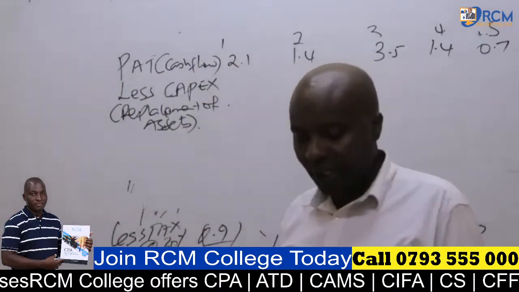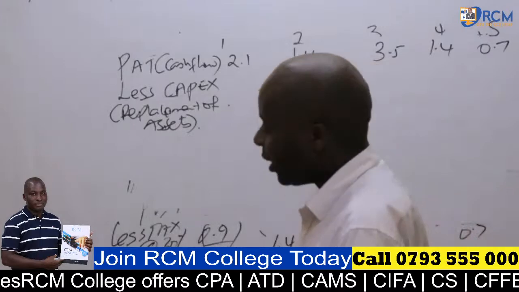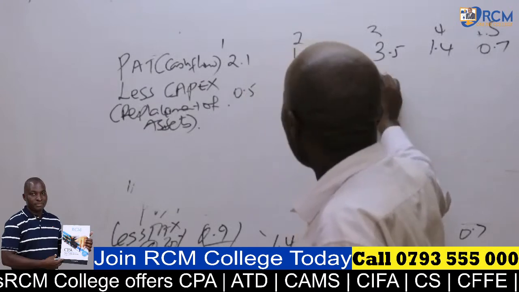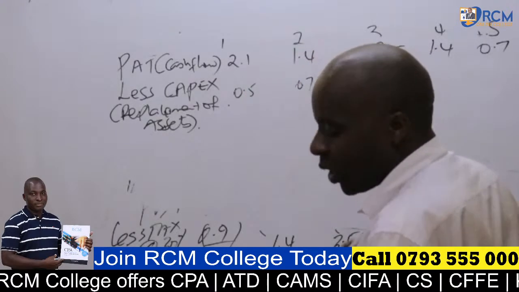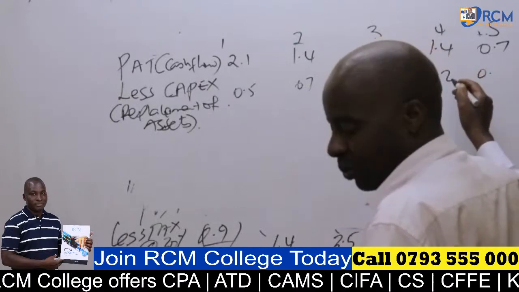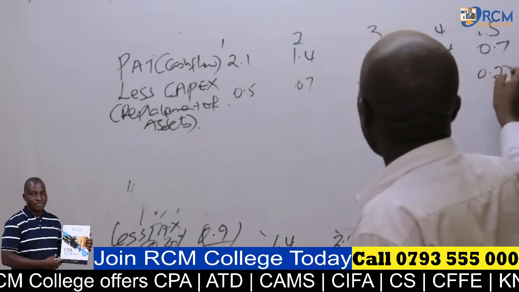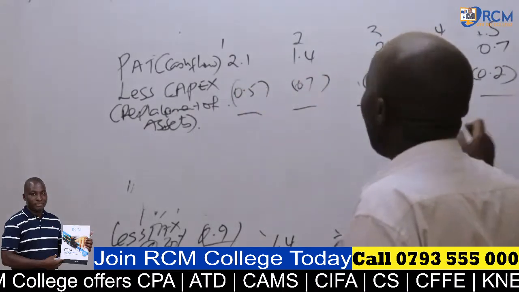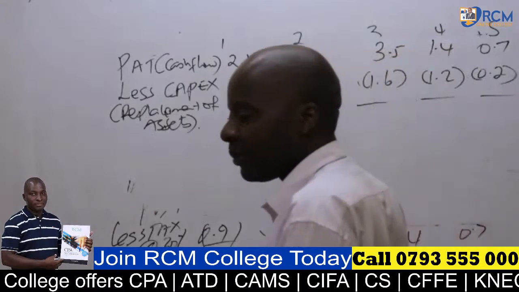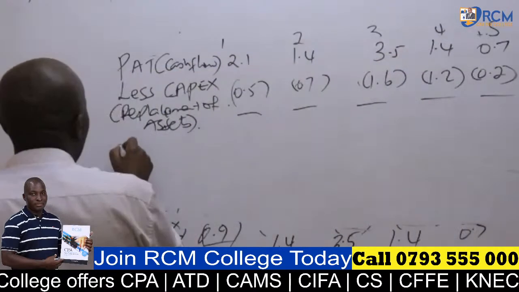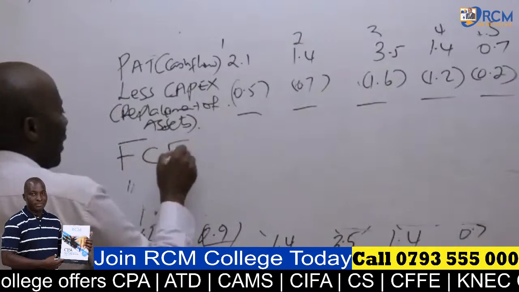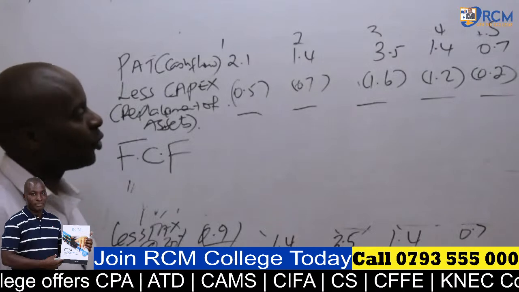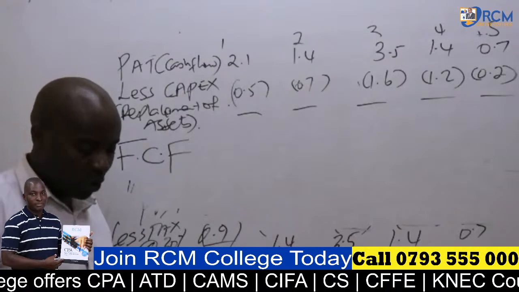Replacement of assets, year 1, they have given us a figure. Acceptable investment project costs, we have 0.5, 0.7, 1.6. After this, we have 1.2, and then we have 0.20. Now you subtract these for you to be able to give us what we call the free cash flows, which you shall be using for purpose of valuation.